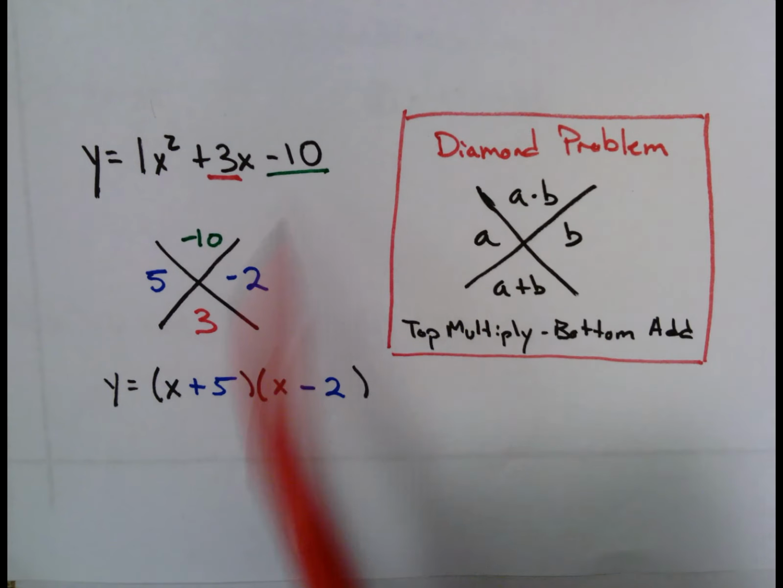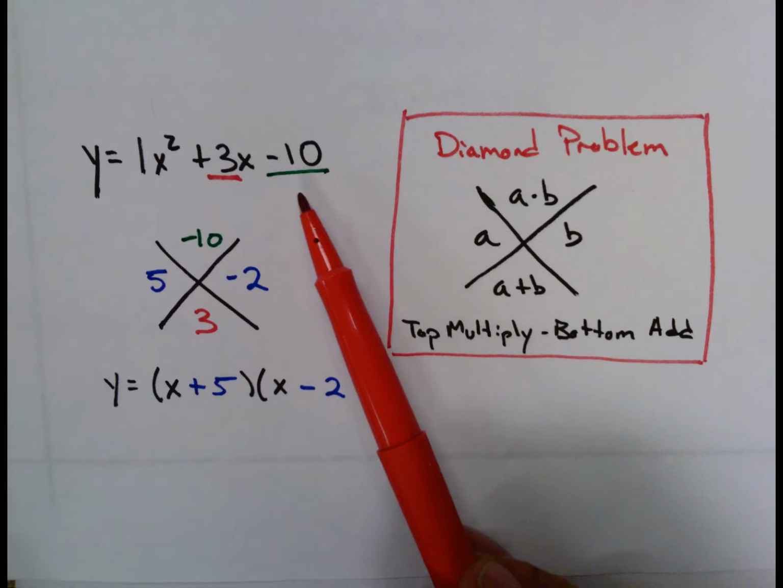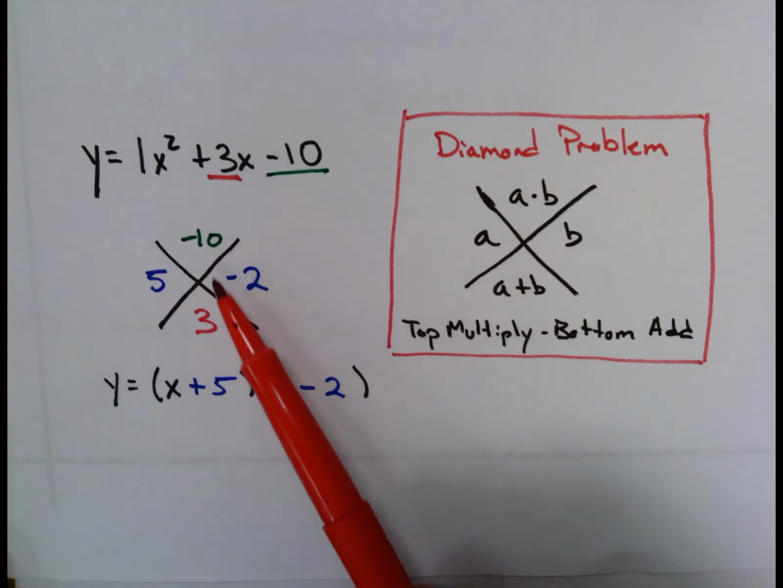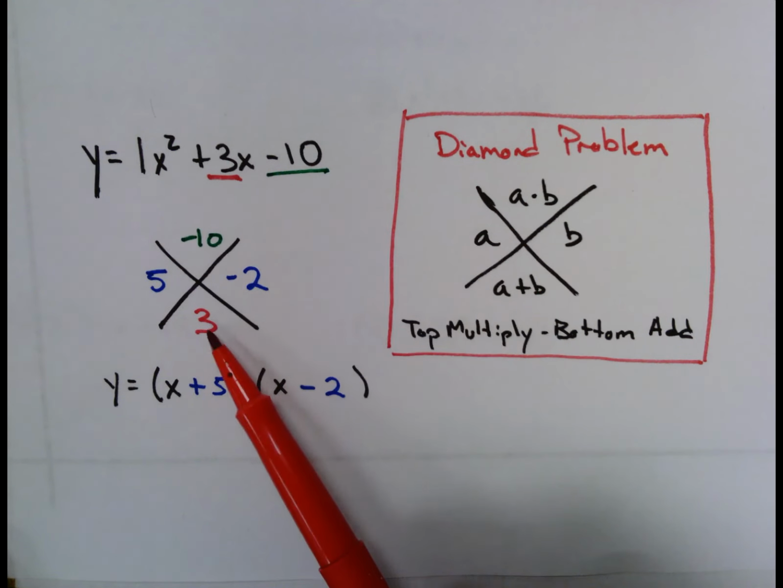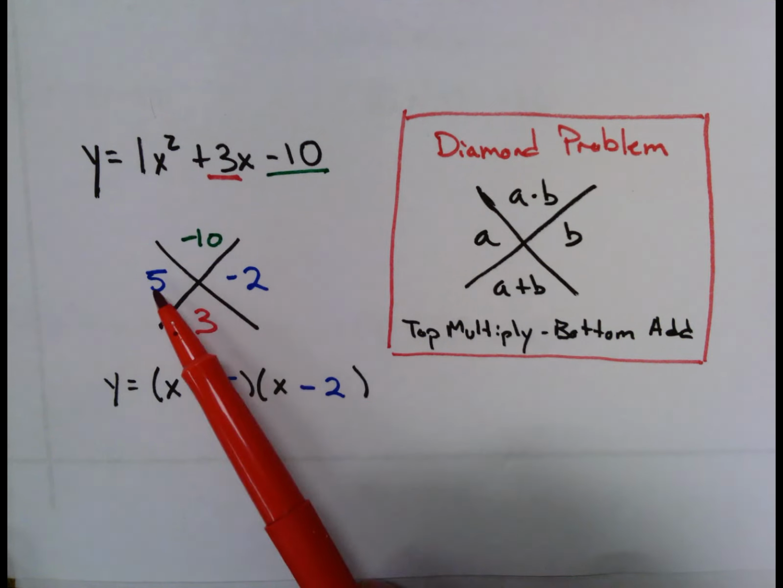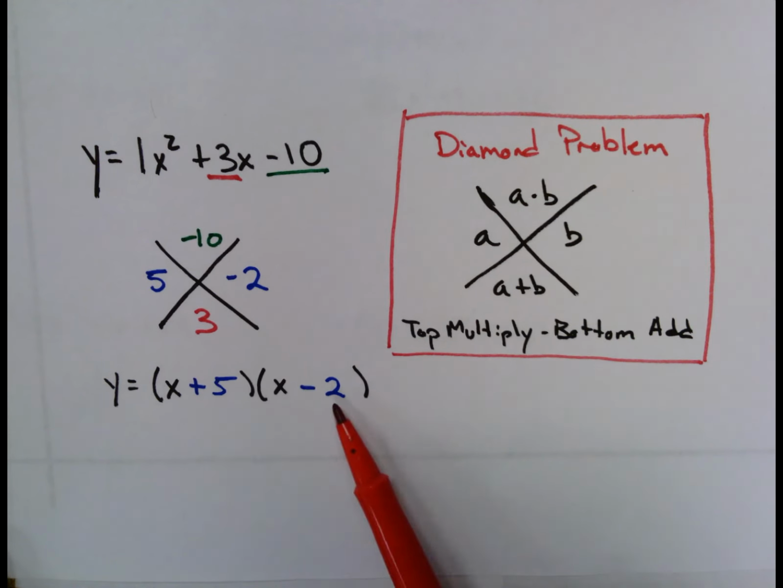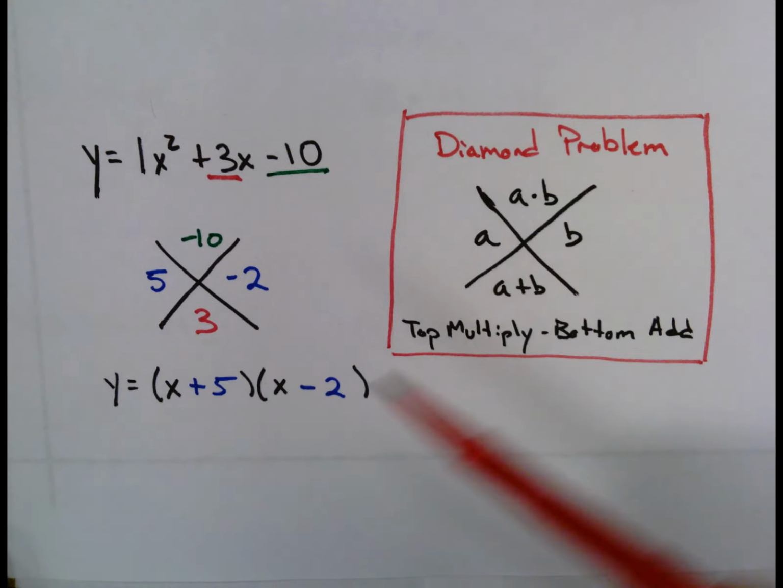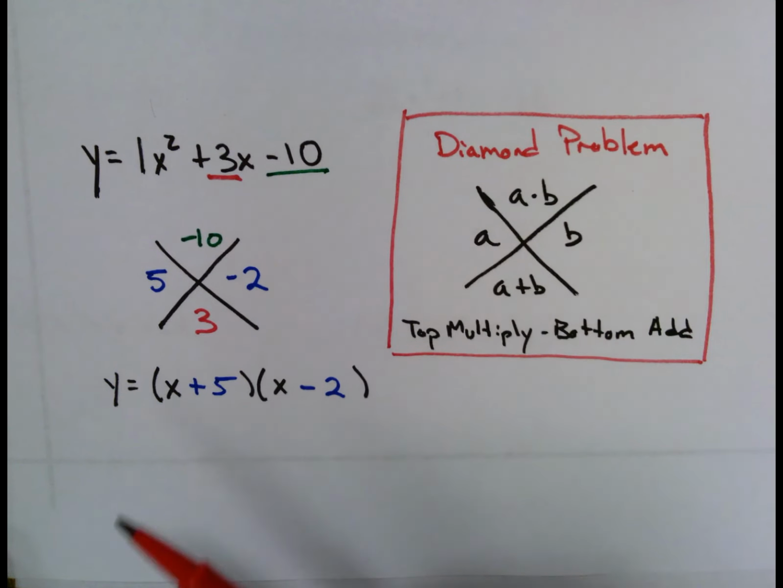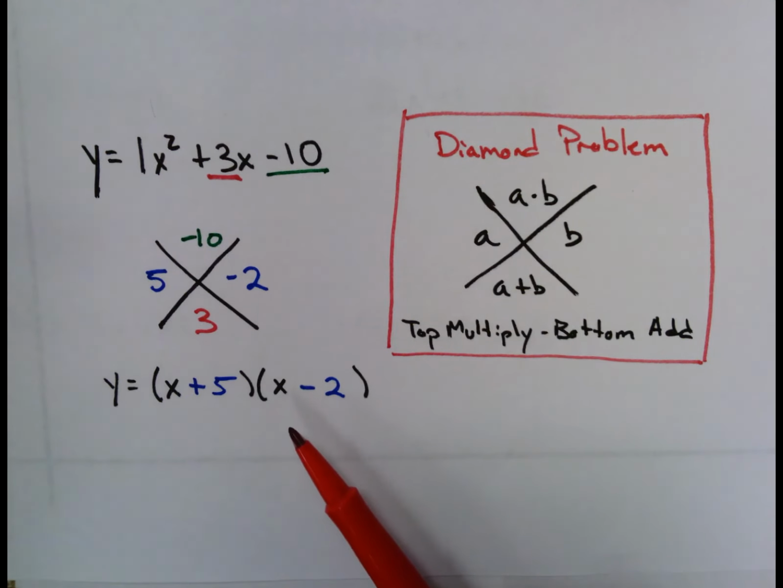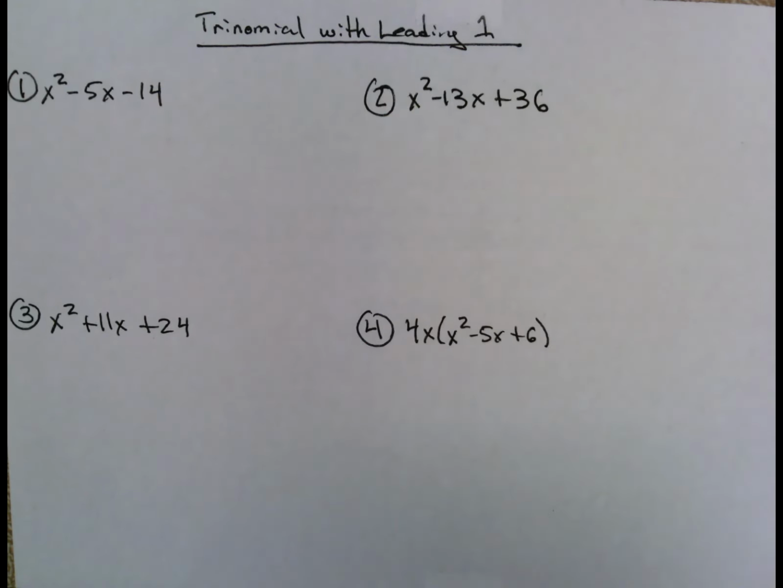So for factoring, we want to reverse that. We know that we want to multiply to negative 10, so that goes on top. We know we want to add to 3, so that goes in the bottom. So you just think about the two numbers that do so, which would be 5 and negative 2, and that helps you create your factors for x squared plus 3x minus 10, which would be x plus 5 and x minus 2.